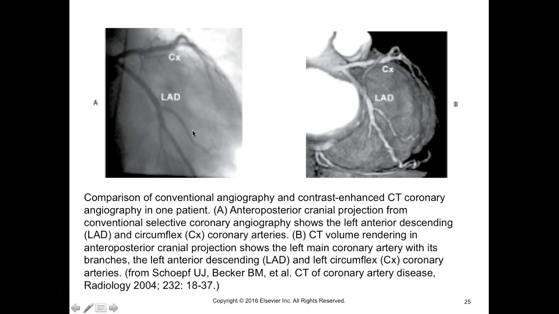We can see here a comparison of conventional angiograms with a contrast-enhanced CT angiogram of a patient. So A here is the cranial projection from a coronary angio, which shows the left anterior descending (LAD) and circumflex arteries. And here on CT volume rendering, the anterior, posterior, and cranial projection shows the left main coronary artery and its branches, the left anterior descending, so the LAD, and the circumflex coronary arteries. So this is showing you the difference. Same layout, so you have your circumflex and your LAD, and your circumflex and your LAD.